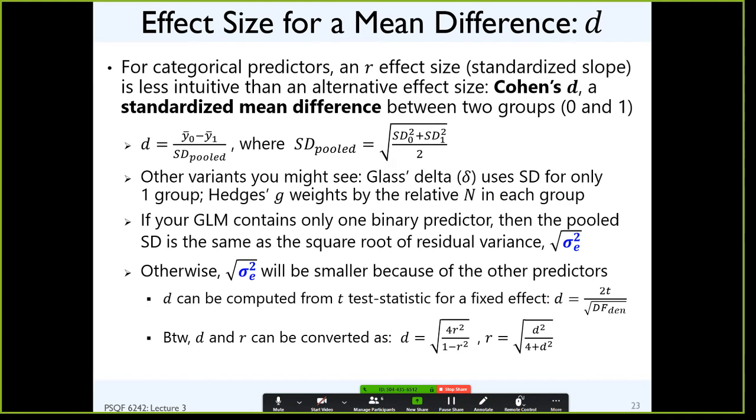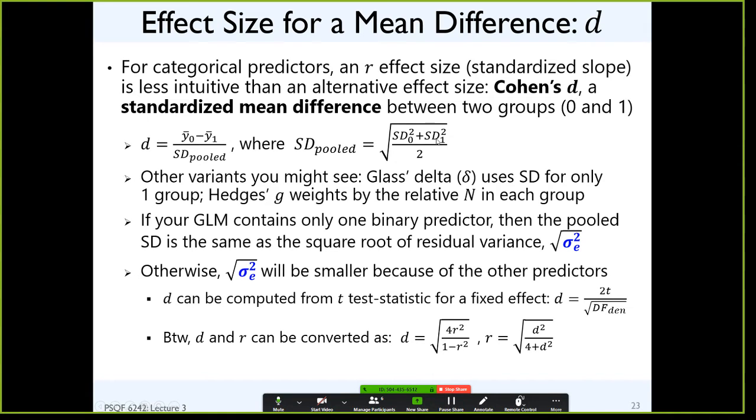One other thing about this: when you have predictors that are grouping variables, that are categorical, although you can ask for an effect size as a standardized slope, like a Pearson correlation, it's often less intuitive than another kind of effect size. So in addition to R, I'd like you to meet D, Cohen's D, which is a standardized mean difference between two groups. If I have group 0 and group 1, Cohen's D is calculated as the mean for group 0 minus the mean for group 1, divided by their standard deviation pooled together, where that term is right here.